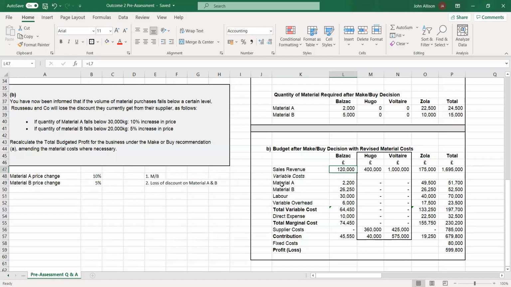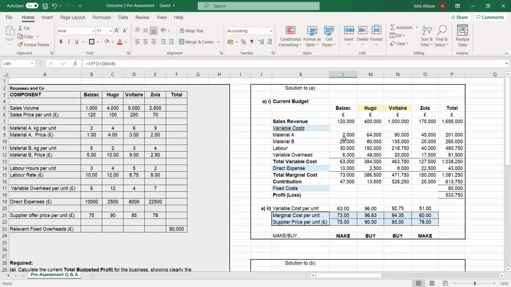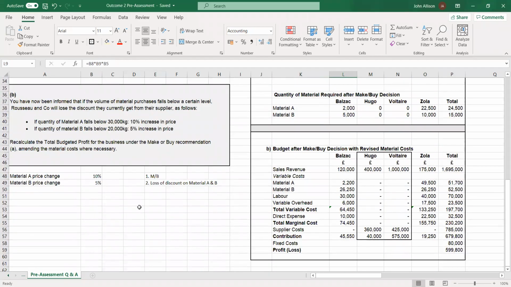But now remember, we've lost the discount in material costs. So the material costs are going to increase. So the material price change is going to rise by 10% for A and by 5% for B. So for Balzac and Zola, the material prices are going to rise by 10% for A and 5% for B. So if we look at the material cost of A, it was 2,000. It's now going to rise by 10%. So there's two ways you can get that.